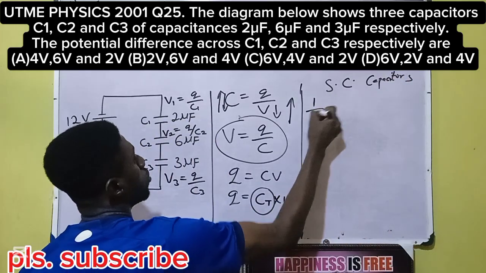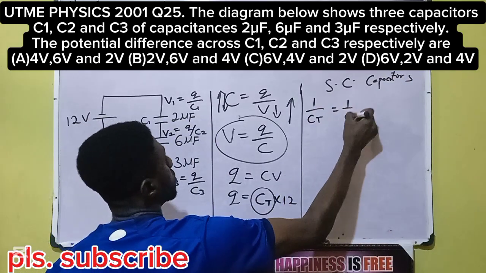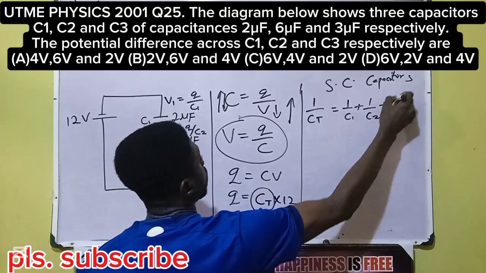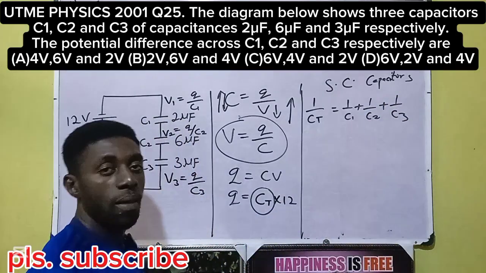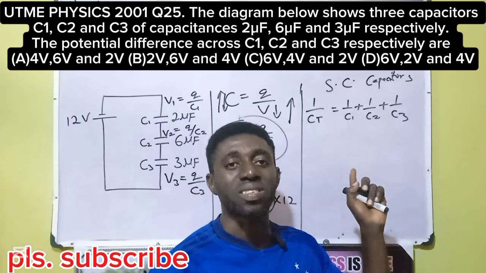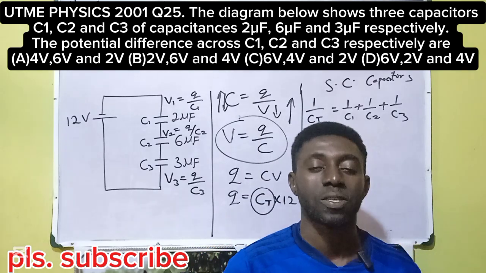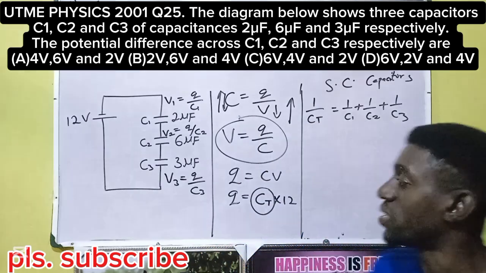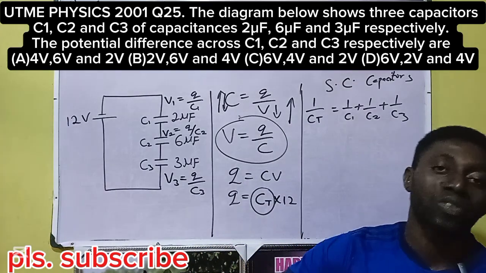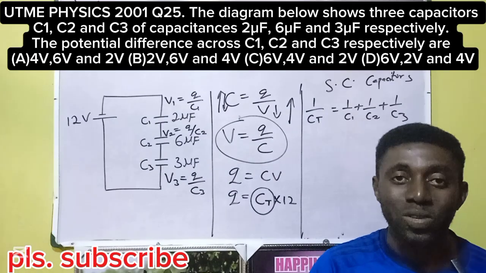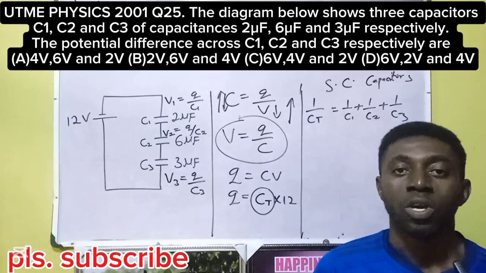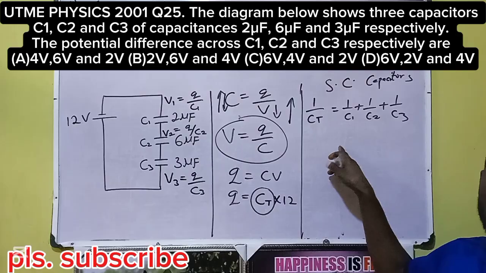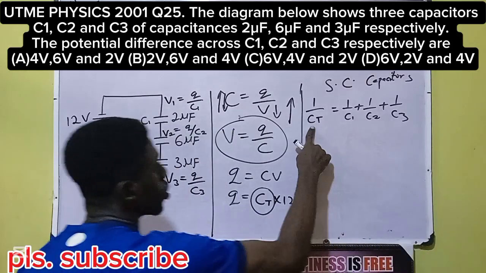We follow the pattern 1 over CT is equal to 1 over C1 plus 1 over C2 plus 1 over C3. This is the series arrangement of capacitors. Series arrangement is like the opposite of that of resistance of a resistor, so you must be careful with capacitor and resistor. So in series arrangement of capacitor, this is the pattern. Then we want to get the total capacitance.